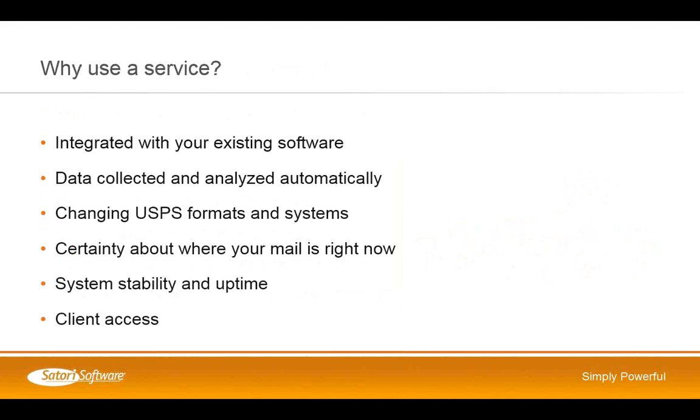So let's talk a little bit about why you would use a service versus writing your own engine. Bob talked a little bit about the raw data that is generated through IMB tracing, and basically you're just getting a series of text files. You're getting one either every hour or every 6 hours, depending on how you set up your profile with the post office, and basically you're getting all the scans for all of the mail that was sent with your mailer ID that's out in the mail stream today. So it's not even broken out by mailing.